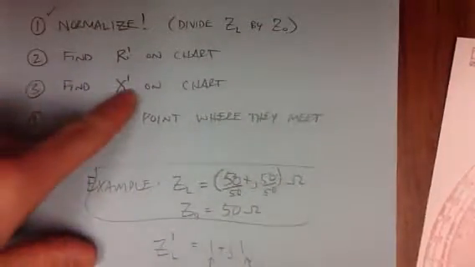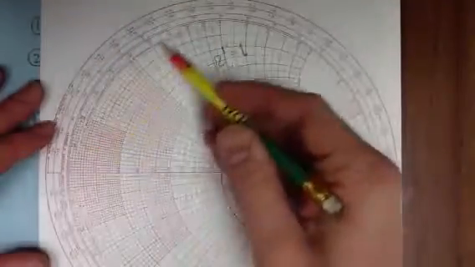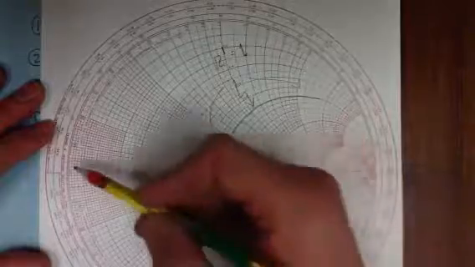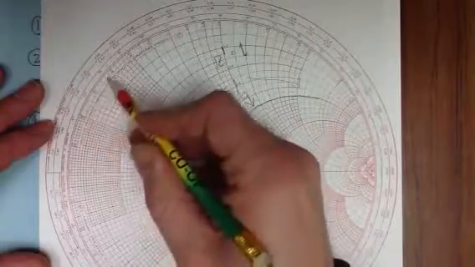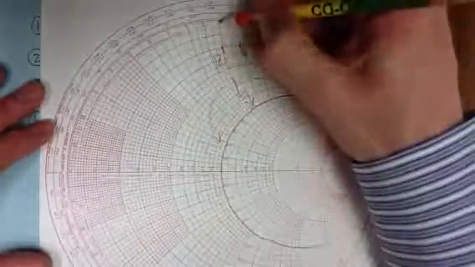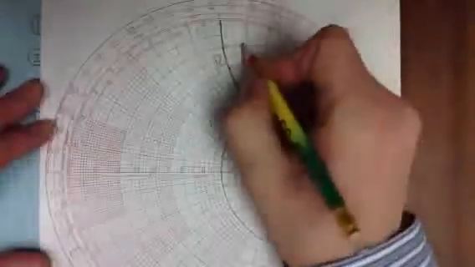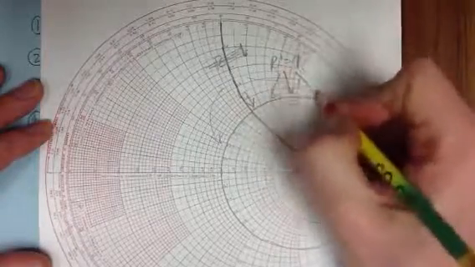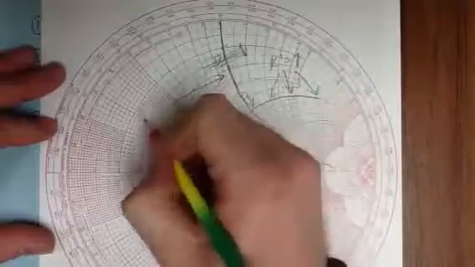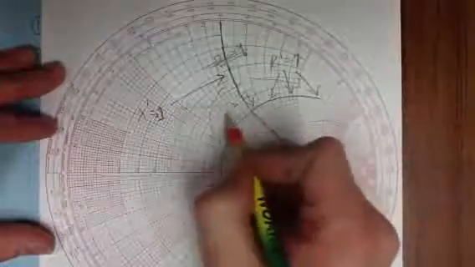Next step is to find normalized X on the chart. Those are these numbers here. Since it's plus jX, it's going to be the top half. If it was minus jX, it would be the bottom half. I go along here, 0.1, 0.2, 0.3, 0.4, and I see 1. So everywhere along this semicircle, normalized X equals 1. Normalized R equals 1 is everywhere on this circle, and normalized X equals 1 is everywhere on this semicircle.